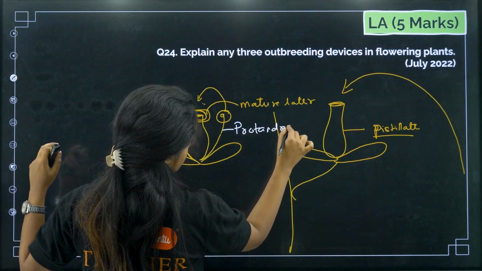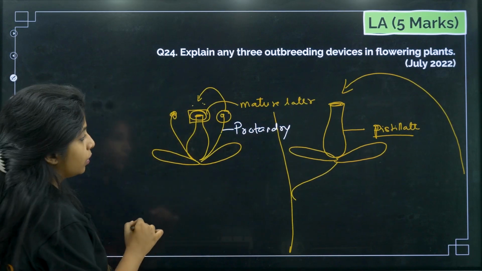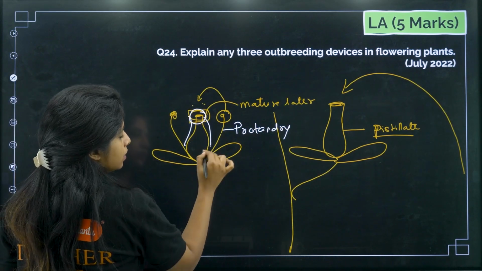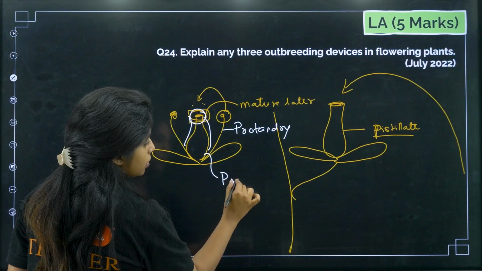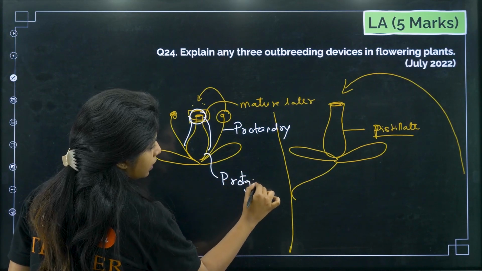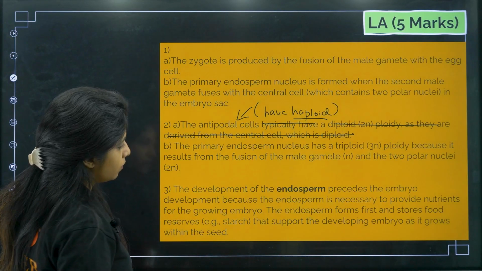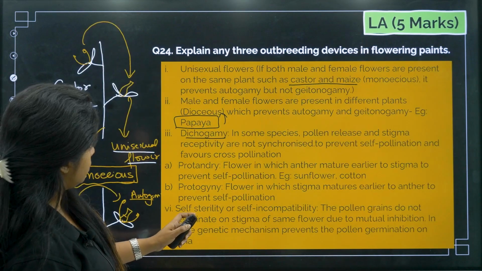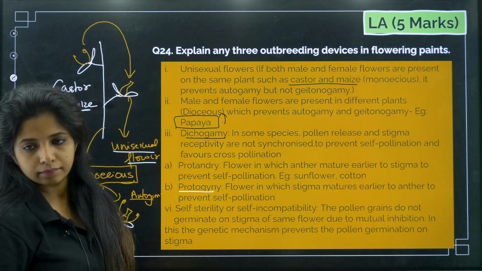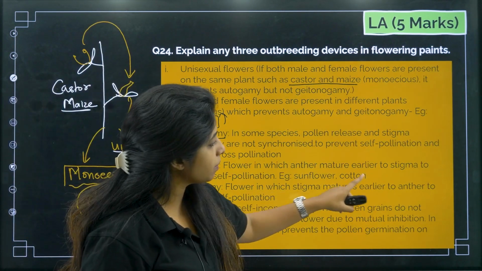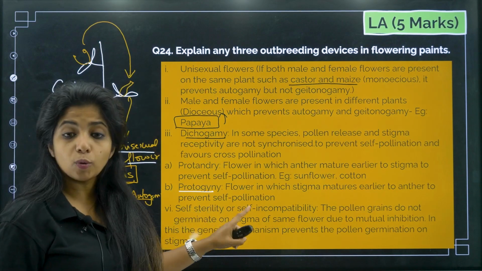protoandry. Okay, and there is protogyny also, where the pistil will be maturing first. That is known as protogyny. I hope I am not messing up the spelling. Yeah, protogyny. Where in the flower the stigma matures earlier than the anther to prevent what?